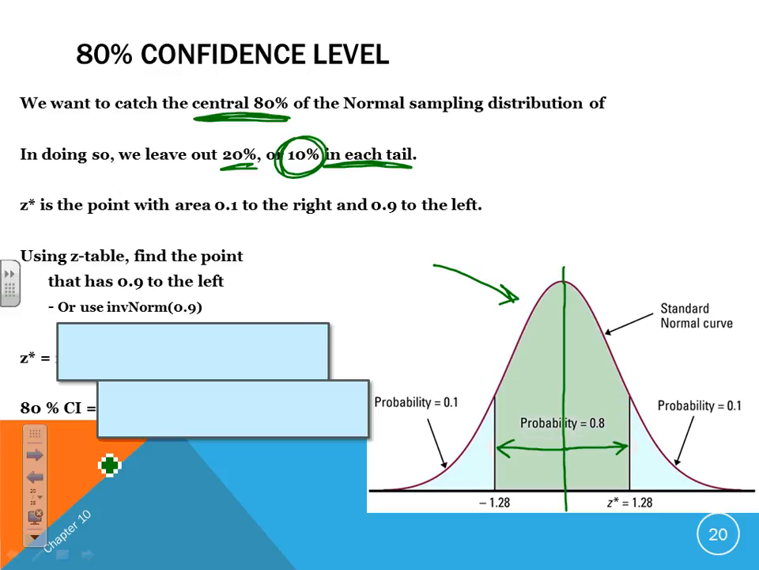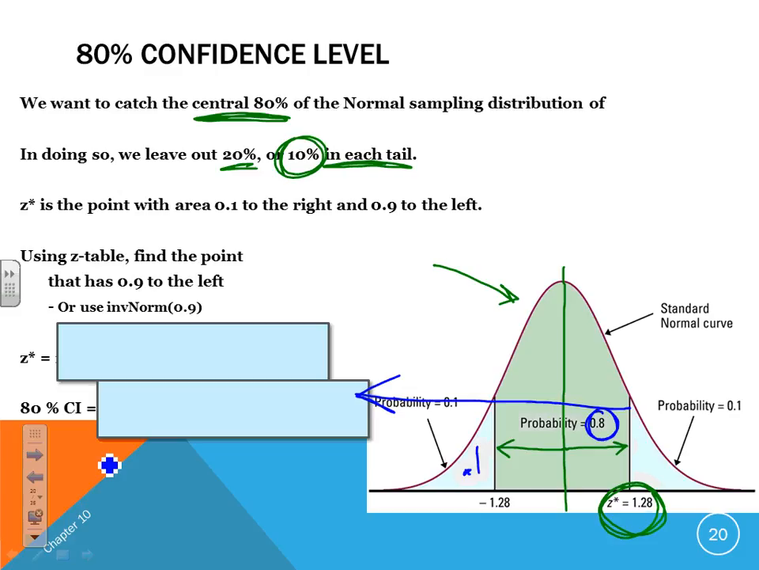Now, the z star exists right here on the upper limit of that central probability. If you're looking for where that value exists, you're looking for what area is to the left of that point. The area to the left of that point: there's 0.8 in the middle, but you also have 10% in the left tail.